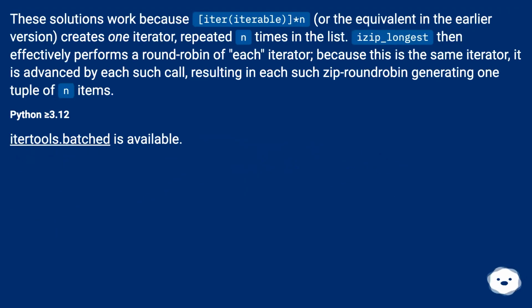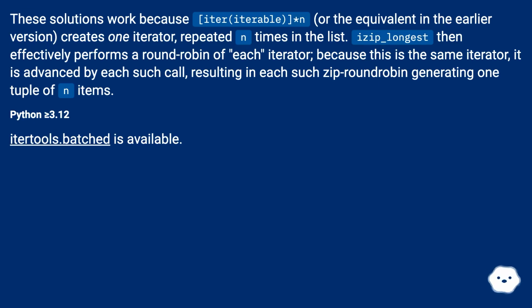These solutions work because either [iter(iterable)] * n, or the equivalent in the earlier version, creates one iterator, repeated n times in the list. izip_longest then effectively performs a round robin of each iterator. Because this is the same iterator, it is advanced by each such call, resulting in each such zip round robin generating one tuple of n items.